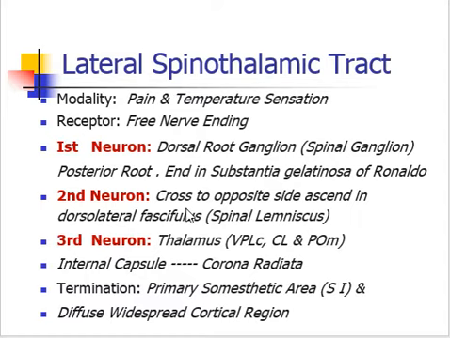Its exact situation is in the lateral column, towards the medial side, near the gray matter. The fibers of the lateral spinothalamic tract take origin from two sources: one is the marginal nucleus, the other is the substantia gelatinosa of Rolando. The axons decussate, crossing to the opposite side and reaching the lateral column of the same segment. Few fibers may ascend one or two segments and then cross to the opposite side.